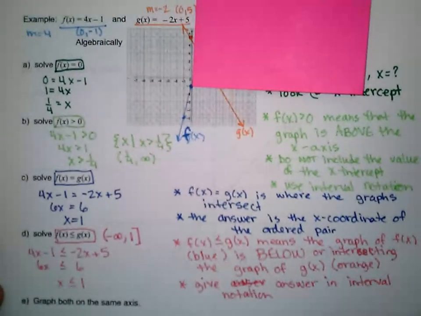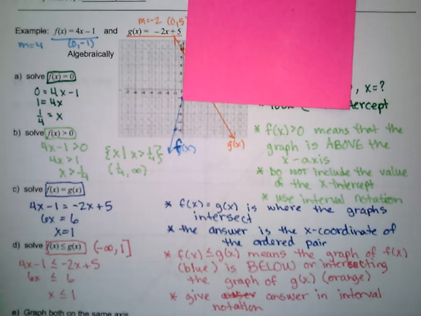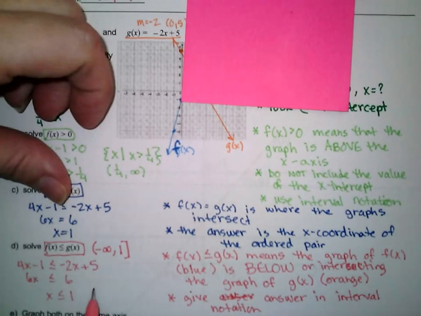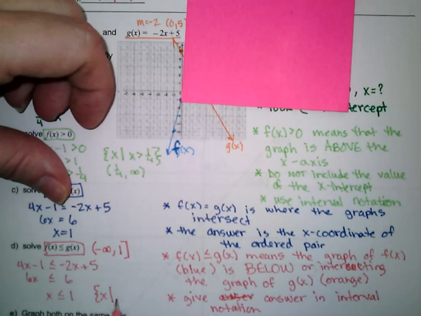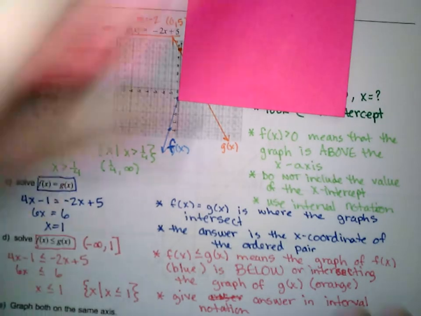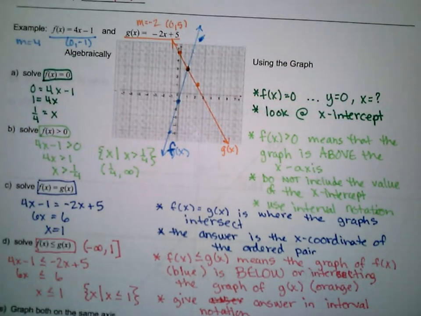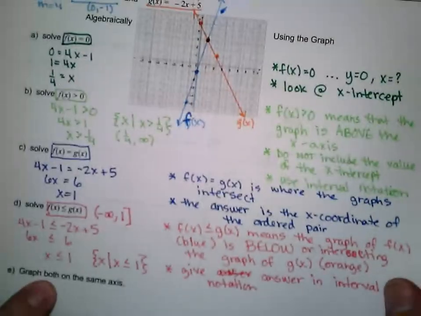X is less than or equal to 1. So that's what we had gotten. And of course, again, you could put that in set builder notation, the set of all values of x such that x is less than or equal to 1. Again, I will almost always prefer interval notation, and I will remind you of that. When you take a test for me, it'll say to use interval notation. Oh, and we already graphed it, so we can skip that step.